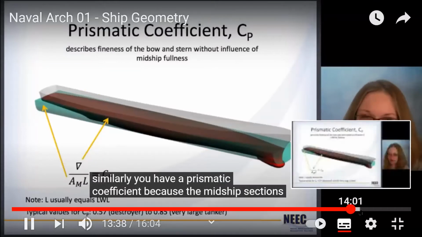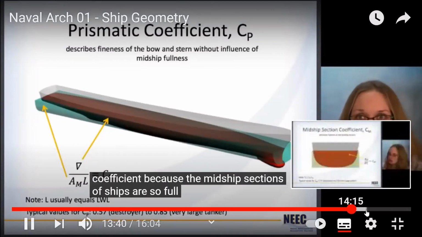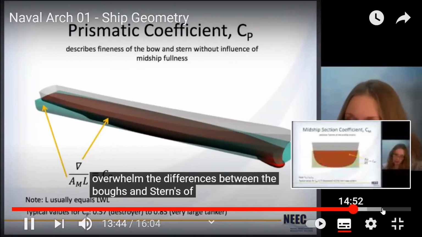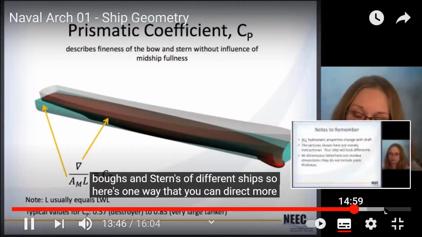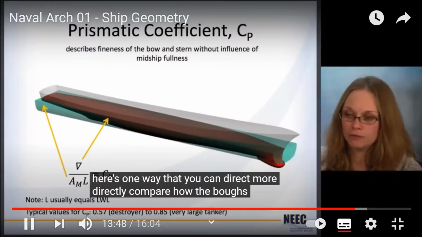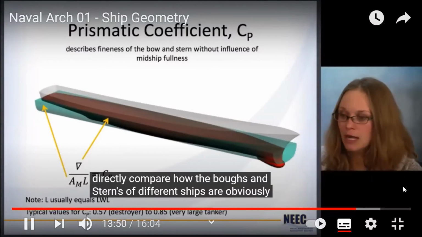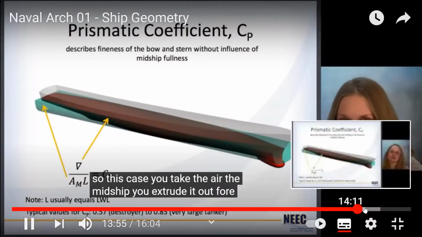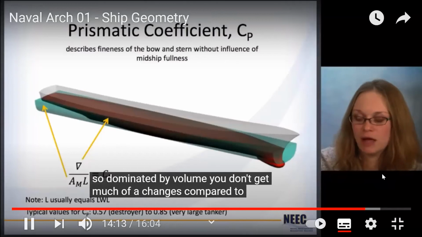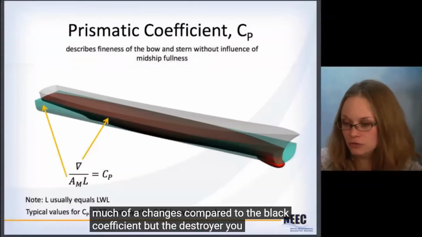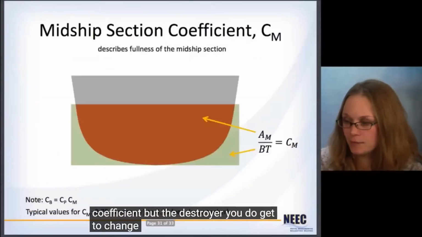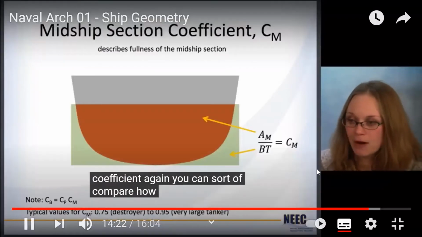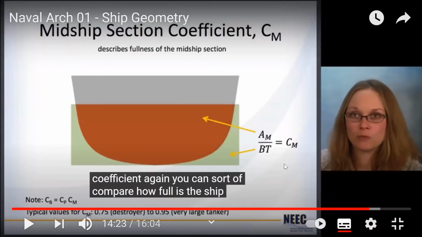Because the midship sections of ships are so full, sometimes they can overwhelm the differences between the bows and sterns of different ships. So here's one way that you can more directly compare how the bows and the sterns of different ships are. So in this case, you take the area of the midship, you extrude it out, you don't get much of a change as compared to the block coefficient, but the destroyer, you do get a change. So midship section coefficient, again, you can sort of compare how full is a ship.